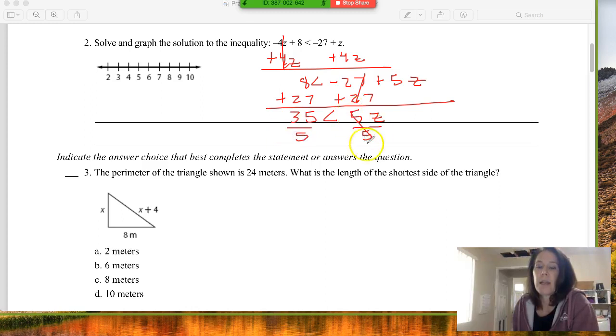And when I do that, I end up with, I'm going to write it down here kind of squished, z is less than, or actually z is greater than 35 divided by 5, which is 7. So 7 is less than z.